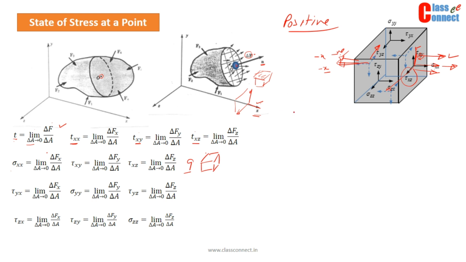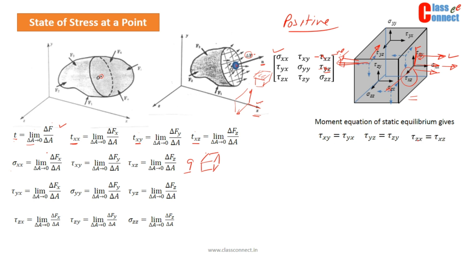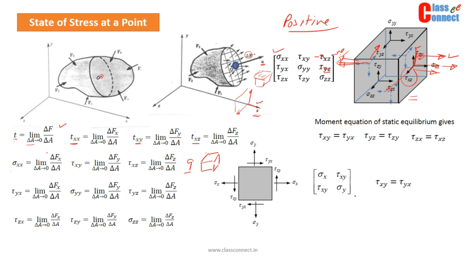With this background, we can now write this in matrix form, and the moment equation for static equilibrium of this particular member will give us that these three shear stresses will be equal. So there are 1, 2, 3, 4, 5, 6 components, and in 2D there will be 4 components, of which 2 will be equal, so there are 3 stress components. So we have 3 stress components in the 2D case and 6 stress components in the 3D case.